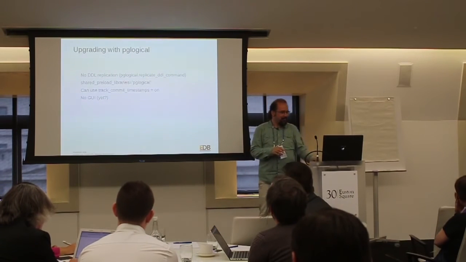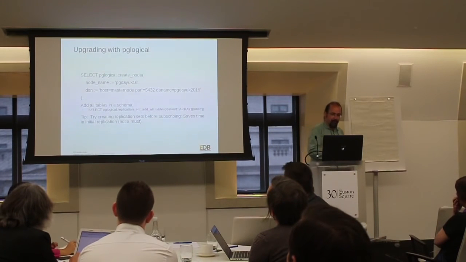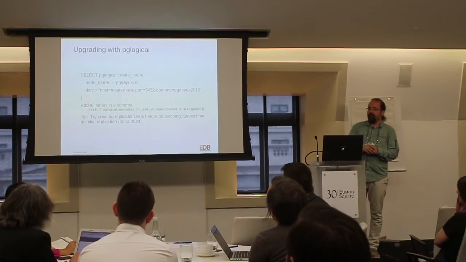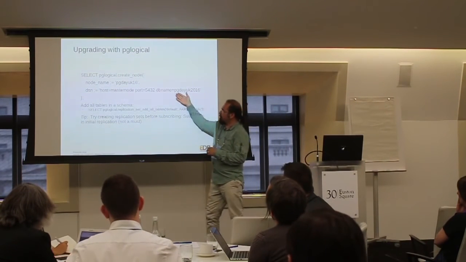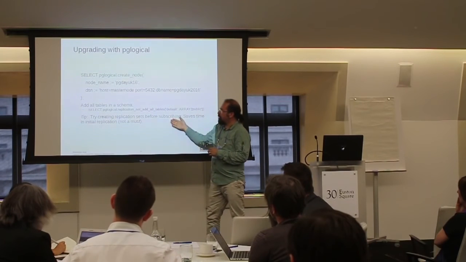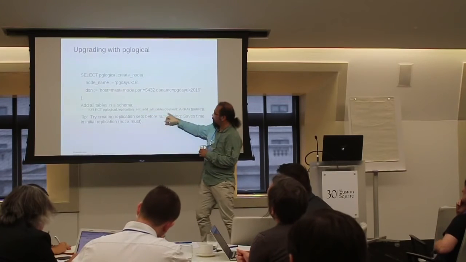So how do we upgrade using PG Logical? First of all, we create a node. This is the publisher node, with the data source name and so on. And there's a great function. I love this function, seriously. It's a bit long, but anyway.